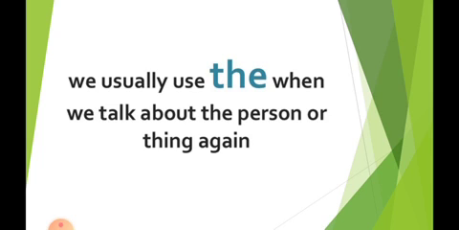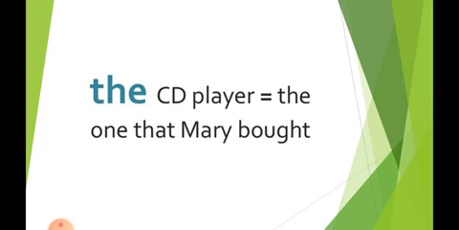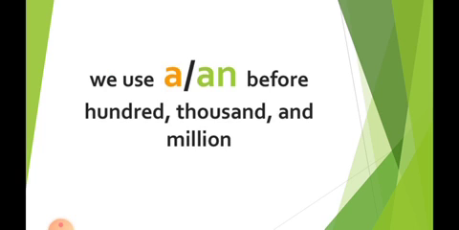We usually use the when we talk about the person or thing again. So, when to use the? We use the when we talk about a person or thing again. If we talk about it repeatedly, then we use the before that word. The CD player is equal to the one that Mary bought. The first time we used a CD player because we used it for the first time. When we are using it for the second time, the CD player means the one that Mary bought. So, we have used the before CD player.